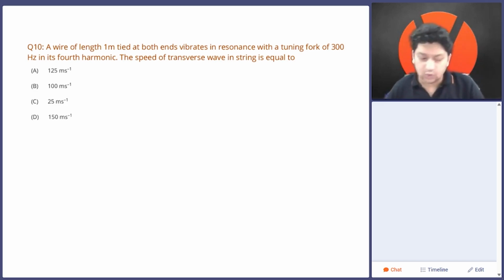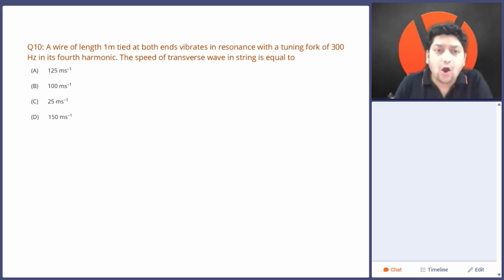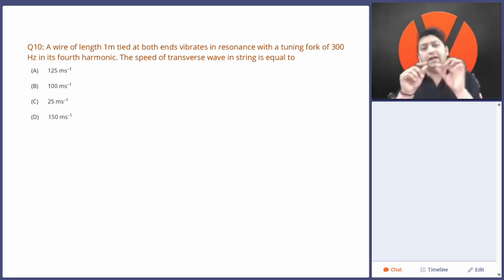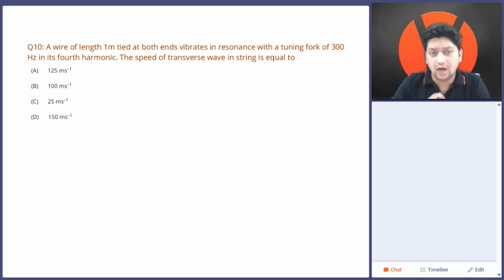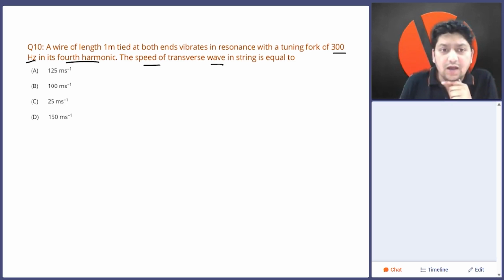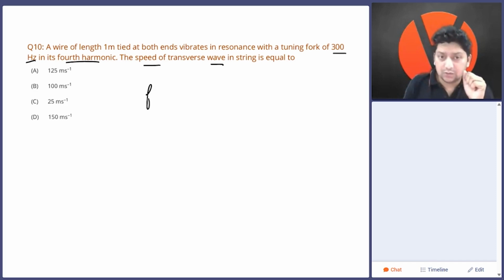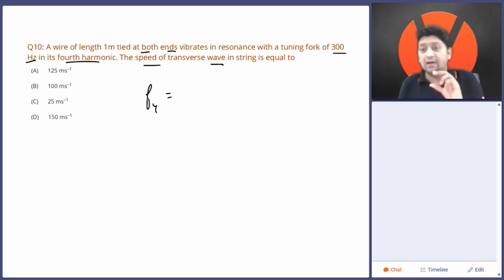Let's move to the next question. Next question is, a wire of length 1 meter tied at both ends vibrates in resonance with a tuning fork of 300 Hz in its fourth harmonic. The speed of transverse wave in the string is equal to. We need to figure out the speed of the transverse wave, and the tuning fork has a frequency of 300 Hz and the string is vibrating in the fourth harmonic. So for a string which is tied at both ends, it will create 4 segments.